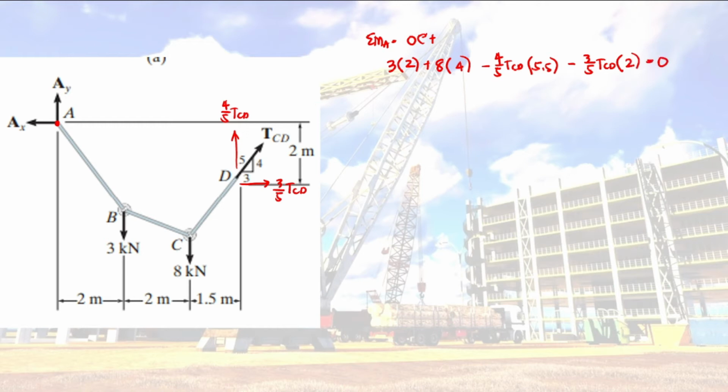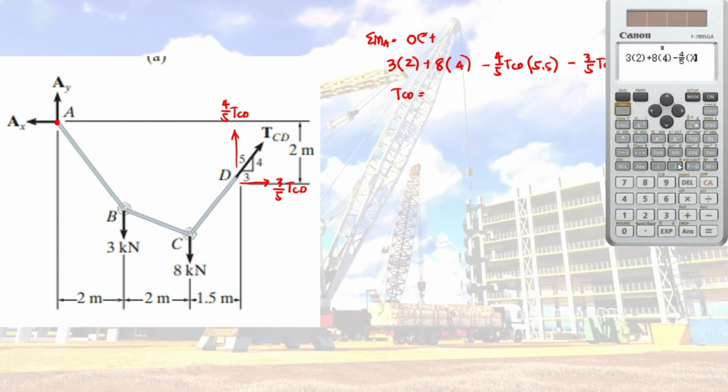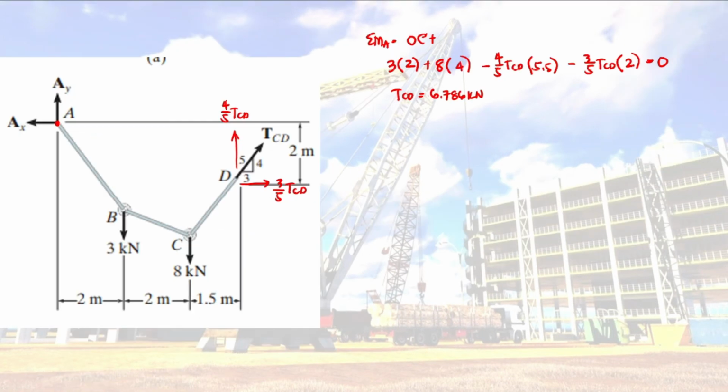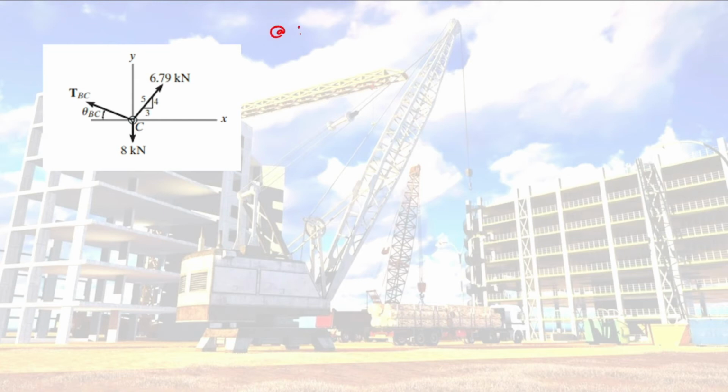So, as you can see, you have one equation, you have one unknown, which is the TCD. Masasolve na natin agad yung TCD, which is equal to 6.786 kilonewton. So, that is your TCD. Then, after that one, meron na tayo nung TCD, meron na tayong tension dito. What will we do next? So, pwede na tayo actually mag-method of joints dito. Ayan. So, for here, at joint C.